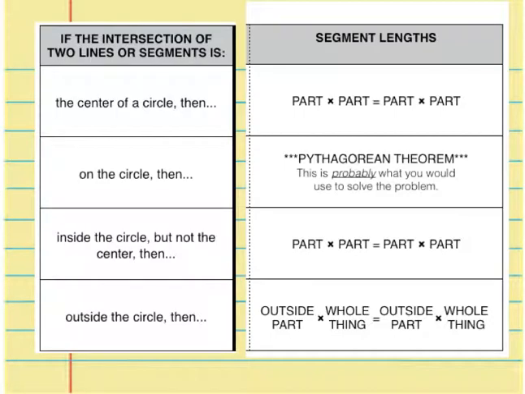All right. So we've already done the middle part of these notes, and so now we're going to do the last column. And we've actually already done this part where you do Pythagorean theorem. So luckily there's only 2 different things we have to know. If it's inside the circle, doesn't matter if it's in the center or not, we are doing part times part equals part times part. If it's outside the circle, we do outside part times whole thing equals outside part times whole thing. So the way that I know that it's segment length and not the middle column, which is arcs and angles, is because arcs and angles are in degrees and these are not going to be in degrees.